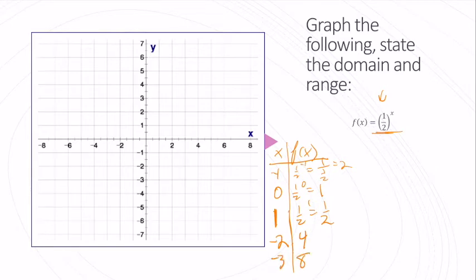I'm going to graph this for us. So when x is -3, y is 8. Okay, that's up here. When x is -2, y is 4. When x is -1, y is 2. When x is 0, y is 1, and when x is 1, y is a half, okay? So this is a decreasing function. I can't draw a straight line. It's decreasing because as I go from left to right, my values get smaller and smaller.